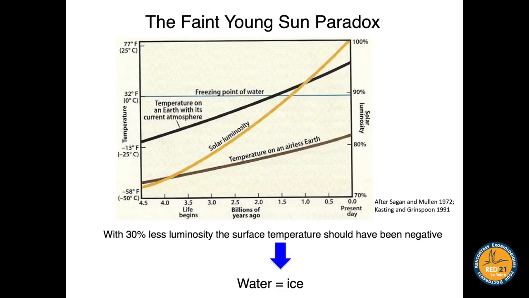And this is what is presented here. You have the temperature on one axis, the solar luminosity on the other, and the geological time scale. You have the freezing point of water, the blue line, and the solar luminosity curve in yellow. Then you have two curves: the temperature on Earth without any atmosphere, the brown curve, and the temperature on Earth with the current atmosphere. You can see that both curves cross the freezing line very late in the history of the planet.